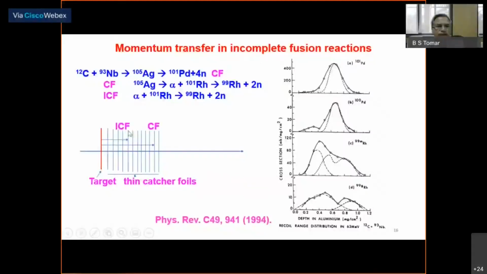So the same product is formed by two reactions, and you can resolve them into two depending upon the mechanism. You can see here that rhodium-99 has two components: the full momentum transfer event and the incomplete momentum transfer event. So by a very careful experiment of recoil range distribution, one can in fact deconvolute the linear momentum transfer involved in these two types of reaction. That is the kind of experiment one can do.